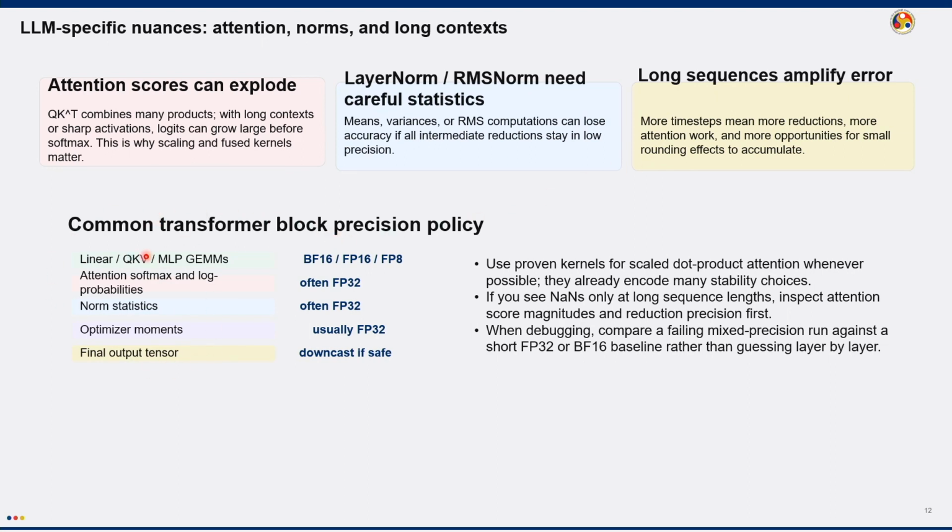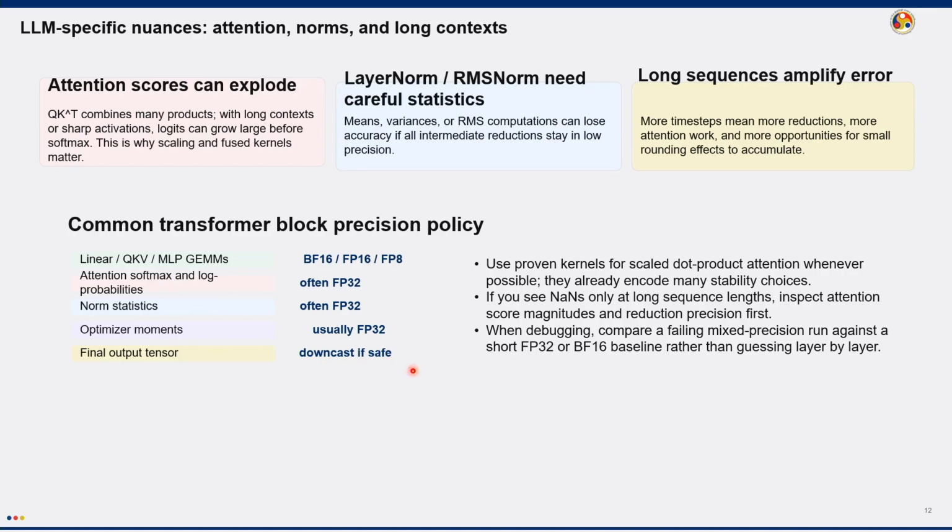So the policies are: linear layers, the QKV computation which is the QK^T into V, and then the MLP general matrix multiplications. These are in this range, usually done in low precision. Attention softmax and log probabilities are often done in full precision. Normalization statistics are also done in FP32, and the optimizer is also done usually in FP32, and the final output tensor downcast, if it is safe, that also we can check.